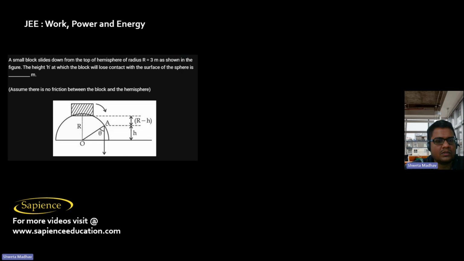Then here it is told that a block slides down from the top of a hemisphere of radius 3 meter as shown in the figure. The height h at which the block will lose contact with the surface of the sphere is.